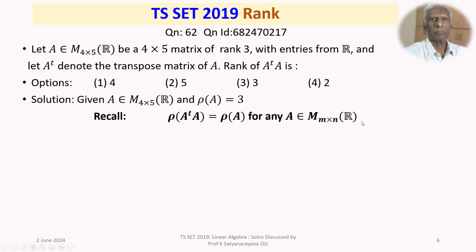R. And you have to note down, this result is true only for the vector space of M by N matrices with real entries and over the real field only. This is true only over R. Over C, it is not going to be true. So be careful. For this, A belongs to M 4 by 5 over R.